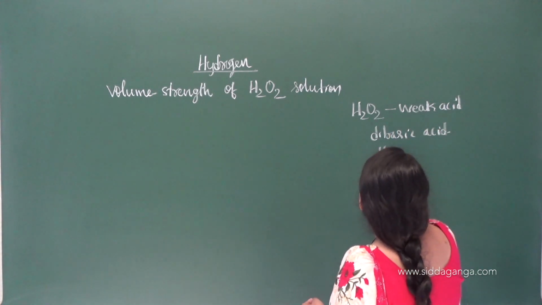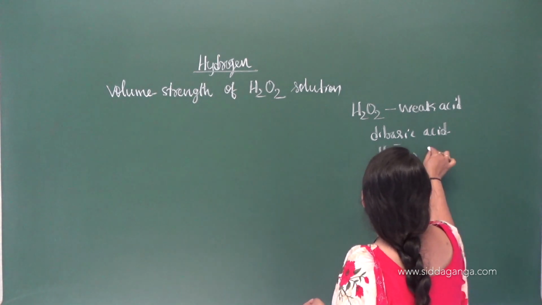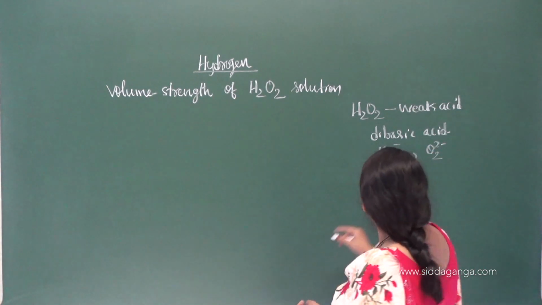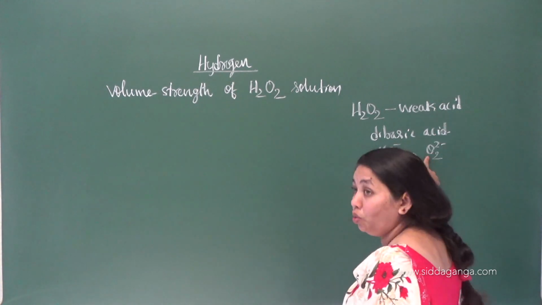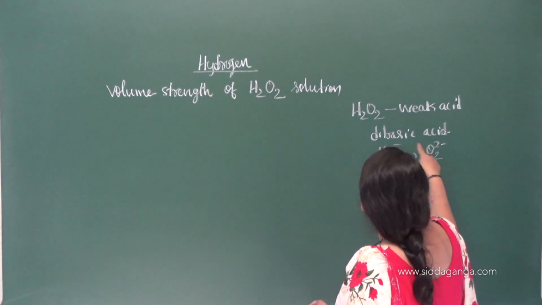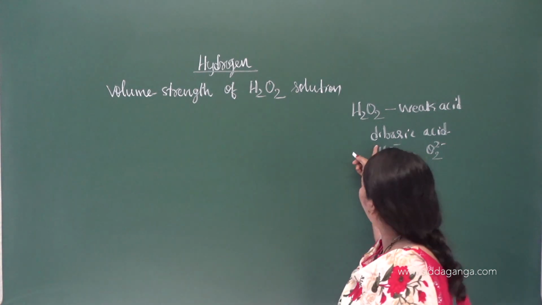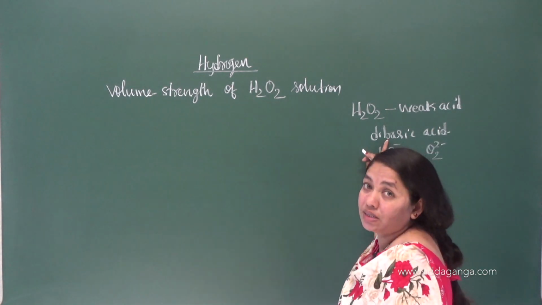That means to say, if you remove one hydrogen, it will form HO2 minus, and then if you remove one more hydrogen, it will form O2 2 minus, right? If you give one more hydrogen, it will become H2O2. It can lose 2 hydrogen atoms step by step. It is a donor of proton. What type of acid is it? A weak acid, and it is a dibasic acid.